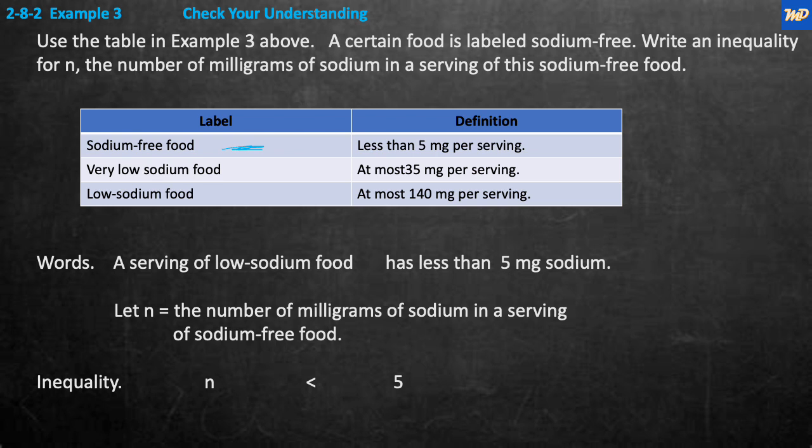So a serving of sodium-free food has less than 5 milligrams of sodium. N is the number of milligrams of sodium in the serving. So we're going to say N is less than 5. And that's it. N less than 5. There's our answer.